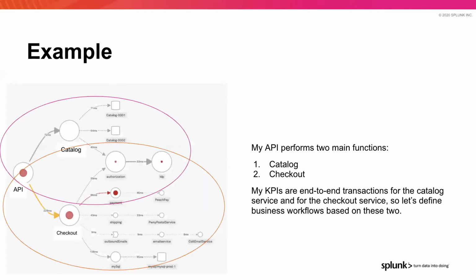In the previous example, the application performs two main functions. The upper one is a catalog service or a catalog function, and the lower one performs checkout. You can see that there are multiple services involved in these two main functions. As a business owner or as an SRE, my KPIs would be end-to-end transactions for the catalog service and end-to-end transactions for the checkout service.